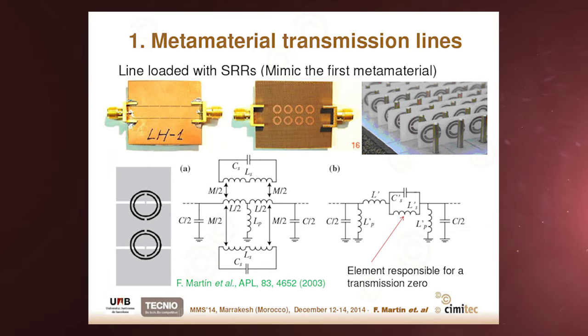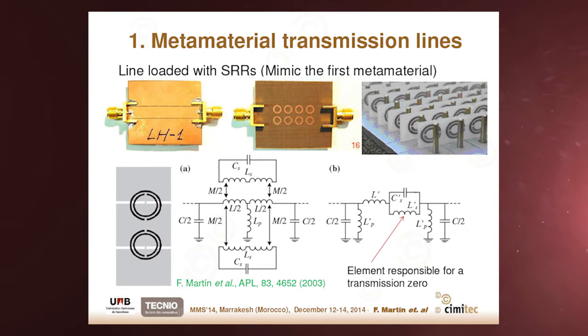After some manipulation, this model can be transformed to this one, and this is very similar to the pi model of the canonical composite right-handed transmission line. The main difference is the fact that here, this inductor provides a transmission zero. This is the single difference, which could be good or not, depends. But we have a transmission zero before the first band, which is left-handed.